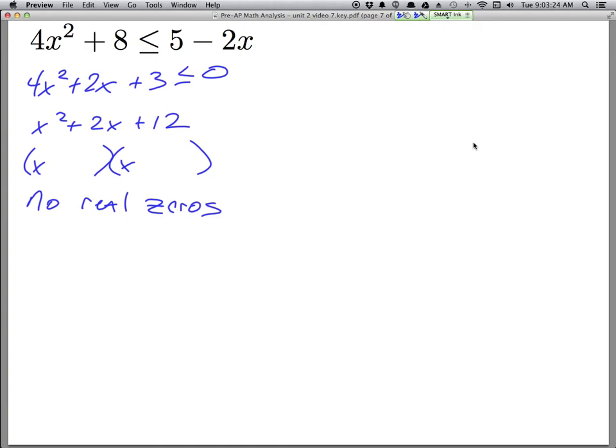If there are no real zeros, which means if it doesn't touch the x-axis, that means my graph has to be where? All above the x-axis or all below the x-axis. So I go back to this, and that tells me my graph is all above.